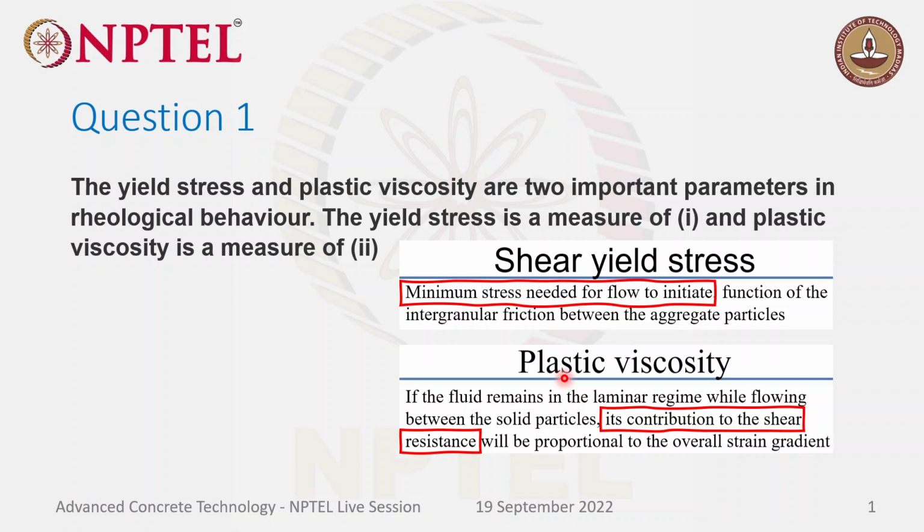We are finding the minimum stress that is required for the flow to initiate. That is the yield stress, and then coming to plastic viscosity, while flowing, how much resistance the paste is having while flowing. That resistance to the flow is nothing but the plastic viscosity.